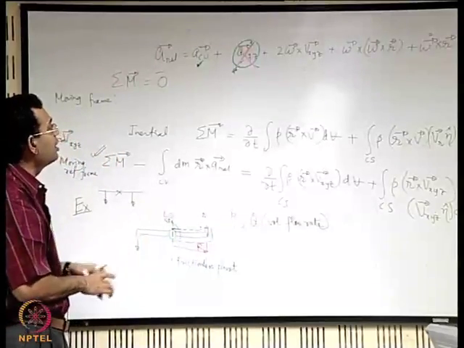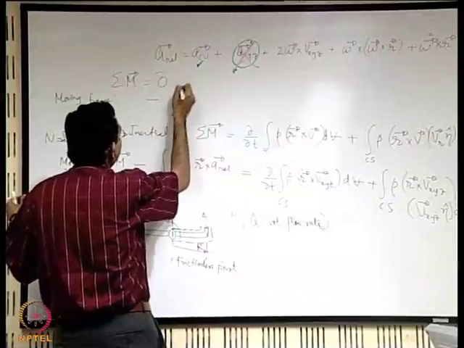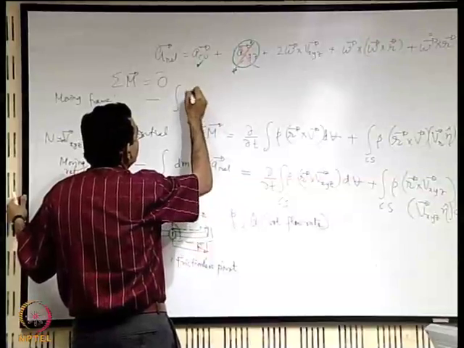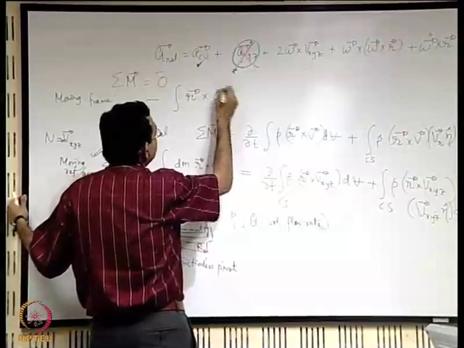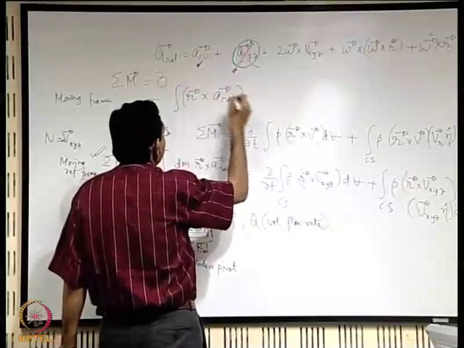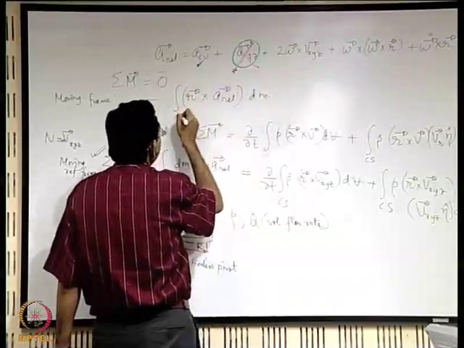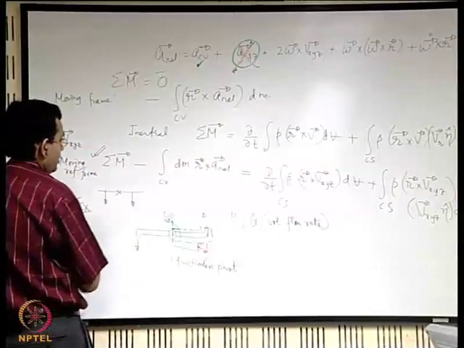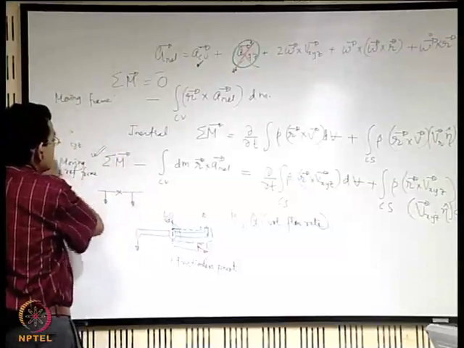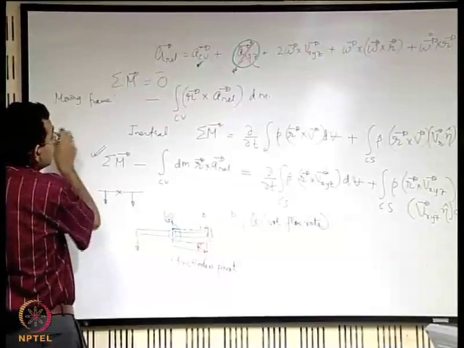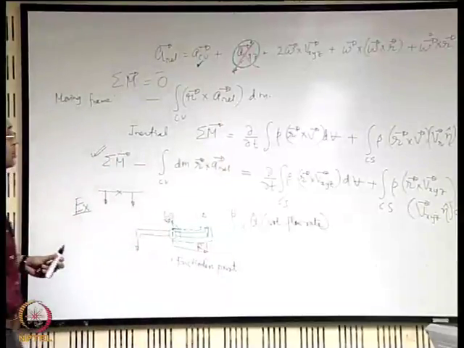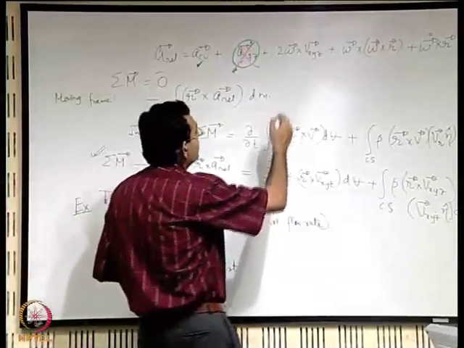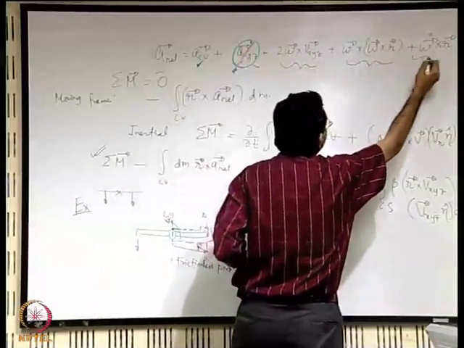So v small x y z is like a constant, but if you want to write this term properly, let us write minus integral of r cross A relative dm for the control volume. What we will do is split this A relative into different parts instead of just writing it in a cumbersome single expression. So we will find out the contribution of the three different terms which are there.